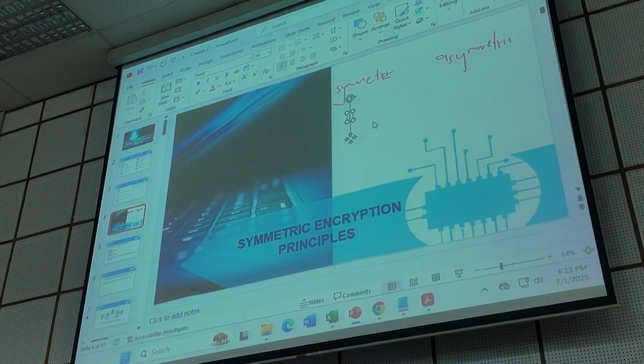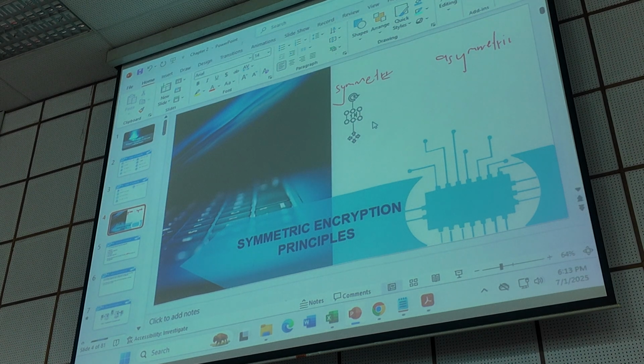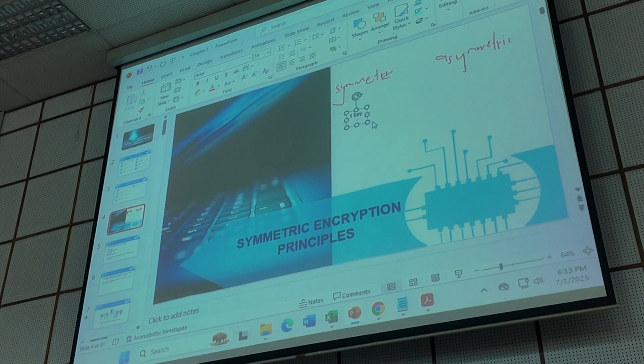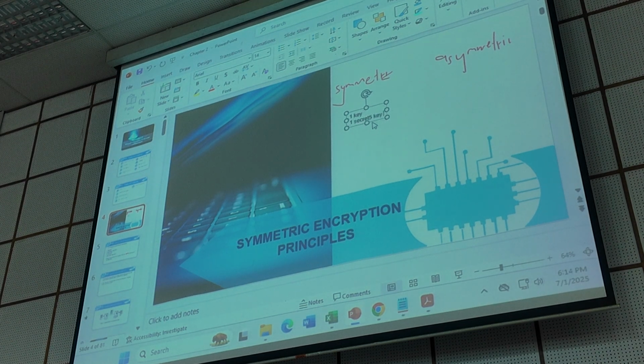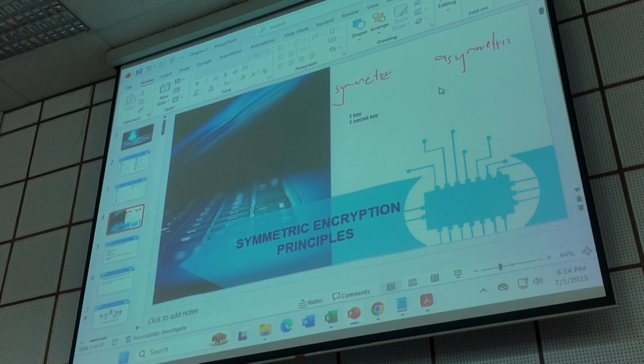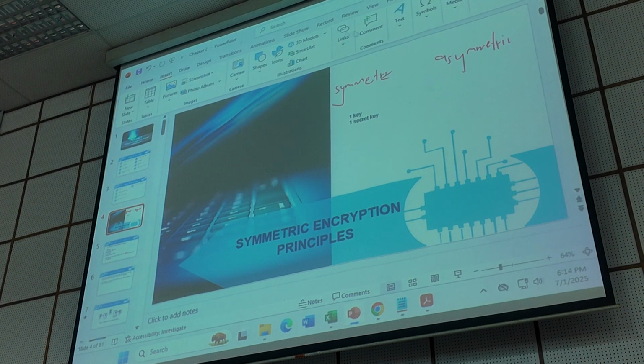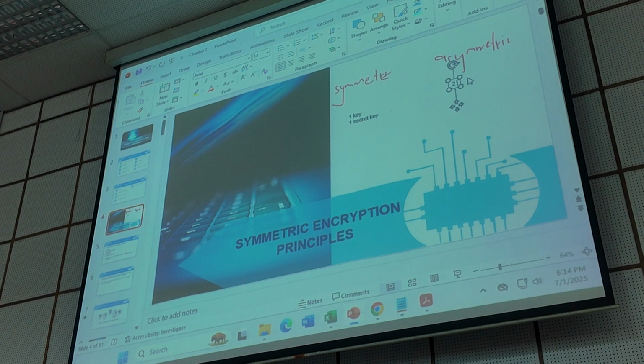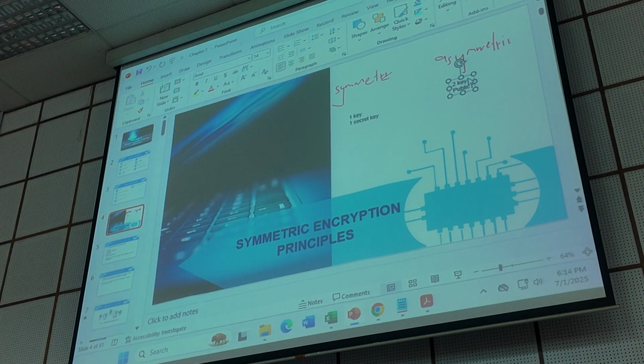Okay, for encryption, there are 2 types. One is symmetric, one is asymmetric. Symmetric encryption requires 1 key. 1 key is also known as 1 secret key. For asymmetric encryption, there are 2 keys. One is known as the public key. Another one is known as the private key.